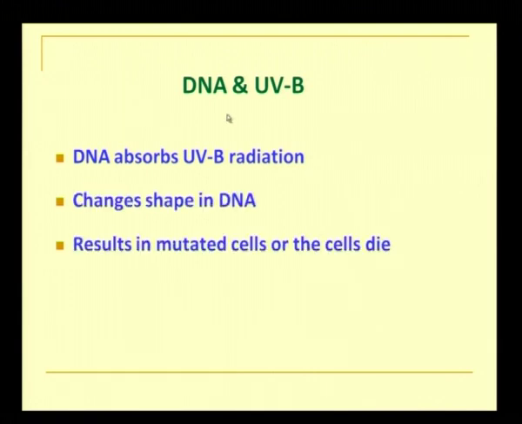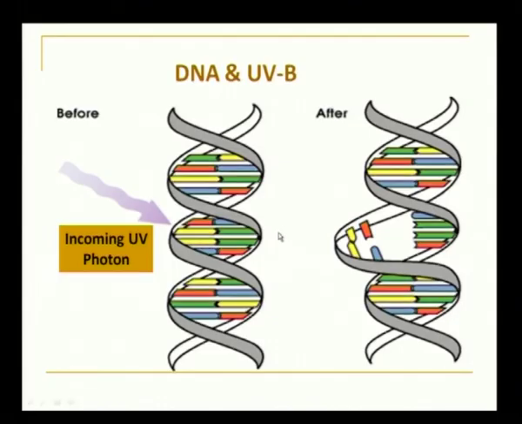And see how it is affecting the DNA. See, the DNA is absorbing the ultraviolet radiation, and therefore it is changing the shape of the DNA, and it results in mutated cells, or the cells sometimes die also.